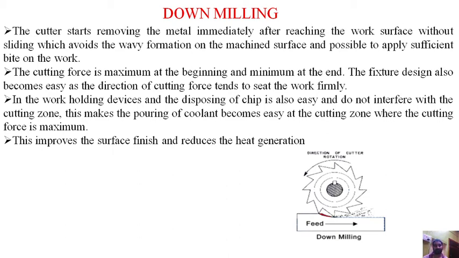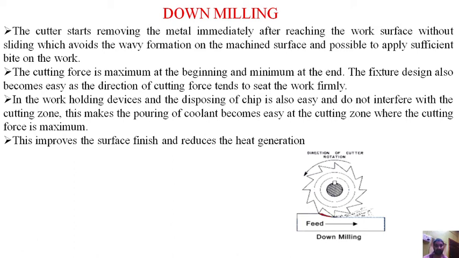In up milling, the cutting force is in the upward direction, and it tries to lift the workpiece from the fixture, which is not desirable. But in down milling, the cutting force is towards the downward direction. It firmly grips the workpiece against the fixture, which is desirable. So the cutting force tends to seat the work firmly in the work holding devices, and disposing of chips is also very easy.